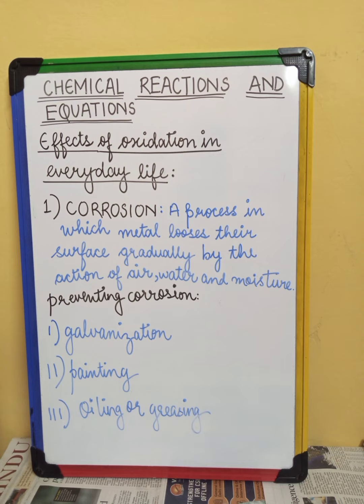First is galvanization. Galvanization is a process in which a thin layer of zinc is coated on a metal by electroplating. Next, we can prevent the metal by painting the metal surface. Paint acts as a barrier between the air and the metal. The same we can do by oiling or greasing the metal. The best example of corrosion is rusting of iron.